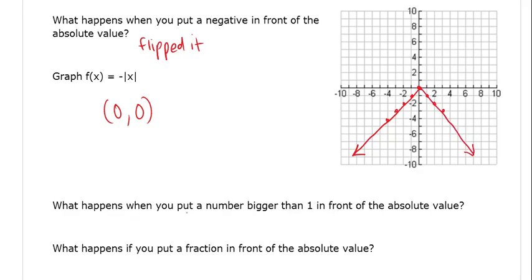Okay, what happens when we put a number bigger than 1 in front of the absolute value? Well, if you look at the examples we did the other day, it gets thinner or skinnier. And if we put a fraction in front of the absolute value, that's going to make it wider or fatter, depending on how you think about it.